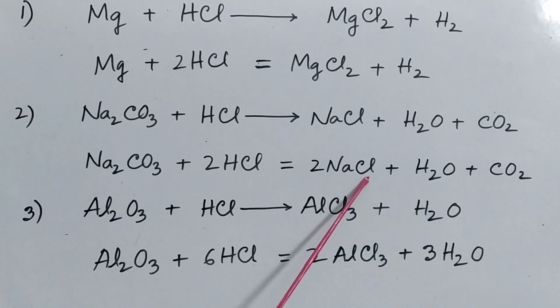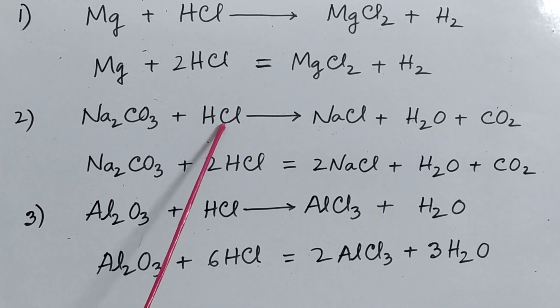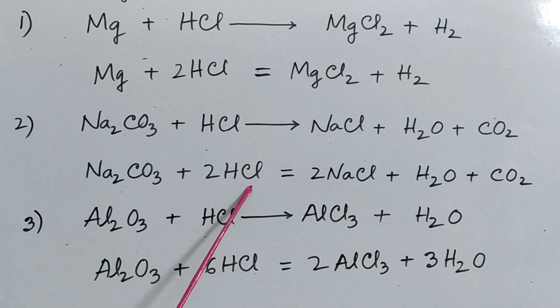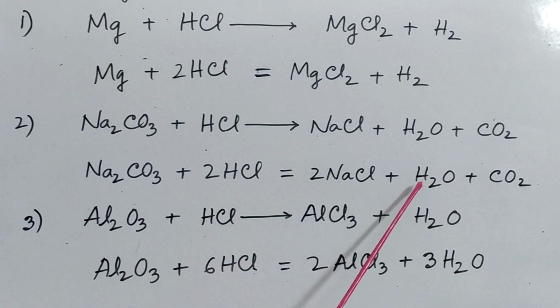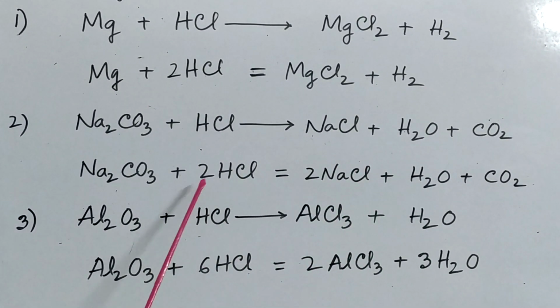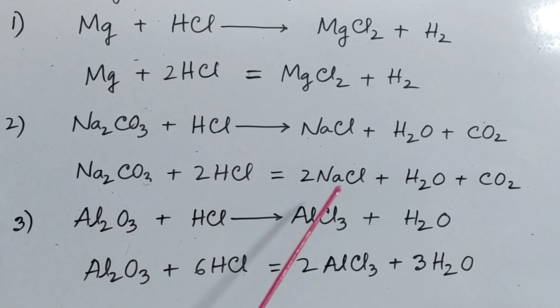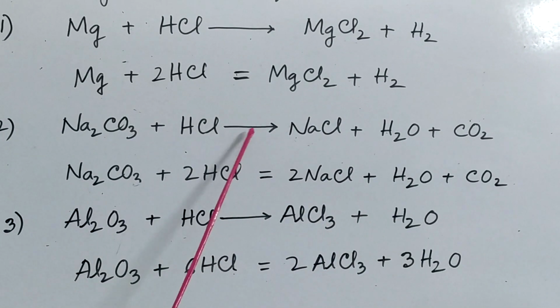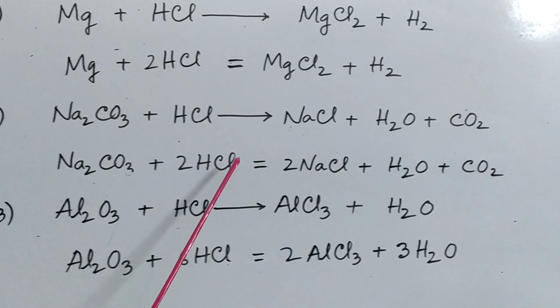Now here the chlorine will be 2, but in the left side chlorine is 1. So if I write here 2 hydrochloric acid, now chlorine is also balanced. Then in water hydrogen is 2. Now the number of atoms in the reactants and the number of atoms in the products are equal. So instead of arrow sign, now we can write equal sign.